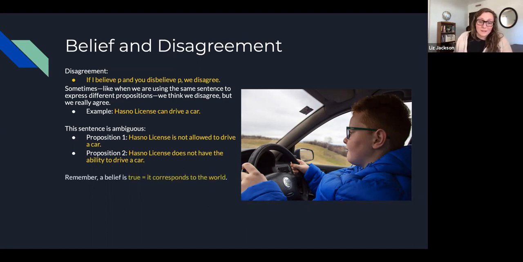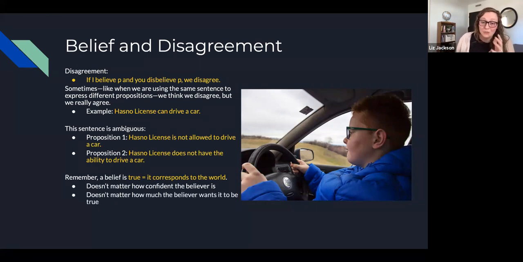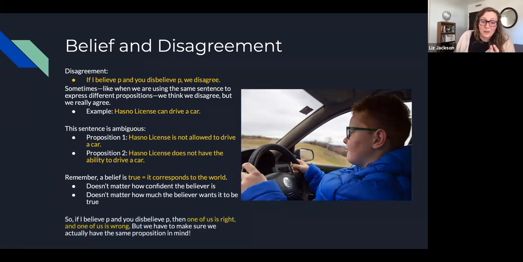So I think it's important to keep this in mind when we're thinking about disagreement. So remember, a belief is true when it corresponds to the way that the world is. This doesn't matter how confident you are that the belief is true. It doesn't matter how much you want it to be true. But if I truly believe something and you truly disbelieve something, one of us is right and one of us is wrong.